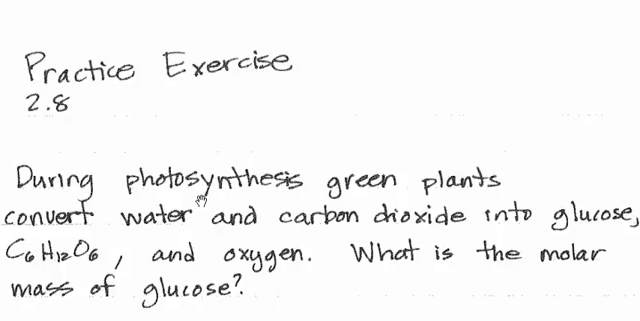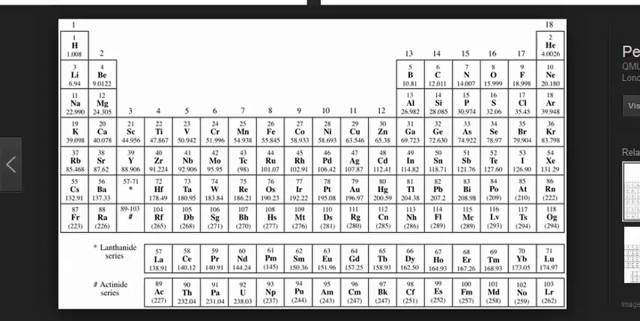We're told that during photosynthesis, green plants convert water and carbon dioxide into glucose, C6H12O6, and oxygen. And we are asked to determine the molar mass of glucose. So that is the mass of 1 mole of the substance. To calculate the molar mass, all we need is the formula and a periodic table.